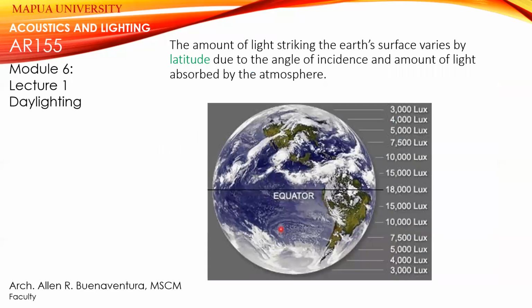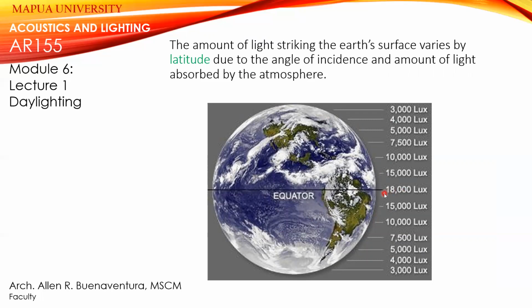So the amount of light striking the Earth's surface varies by the latitude due to the angle of incidence and the amount of light absorbed by the atmosphere. So as you go away from the equator, the daylight is lesser, the lux calculation is lesser. But in a tropical region, if you are near the equator, the daylight exposure is higher, or the lux is higher. As you can see, in the equator, you can gain at least 18,000 lux.